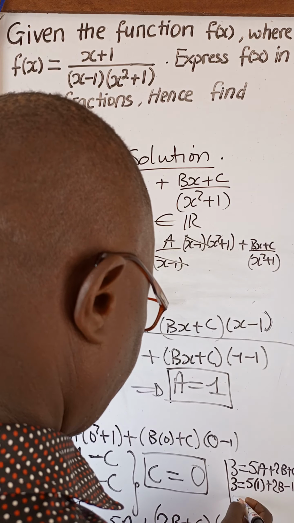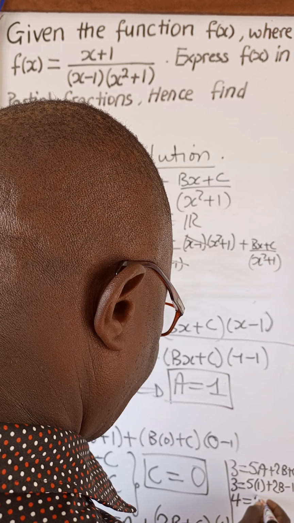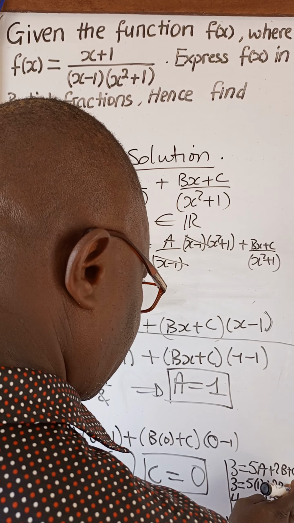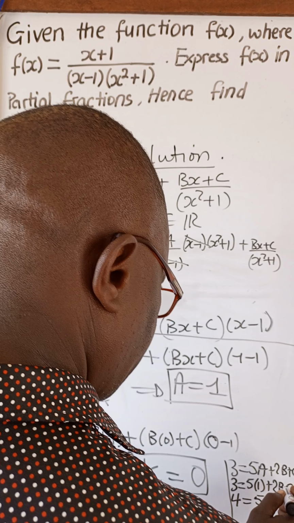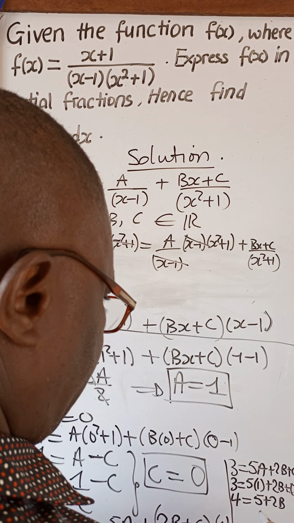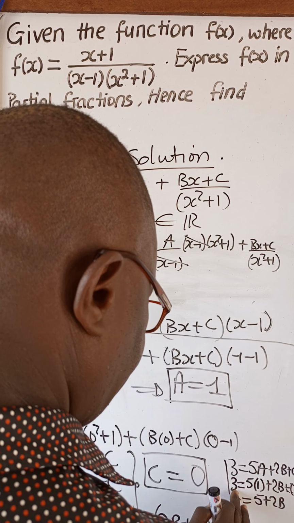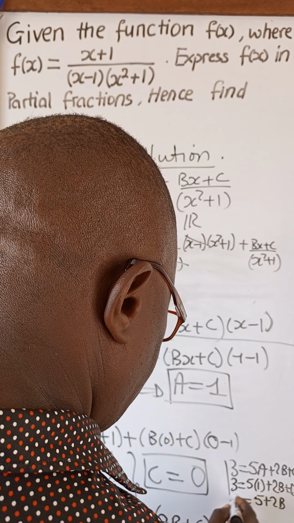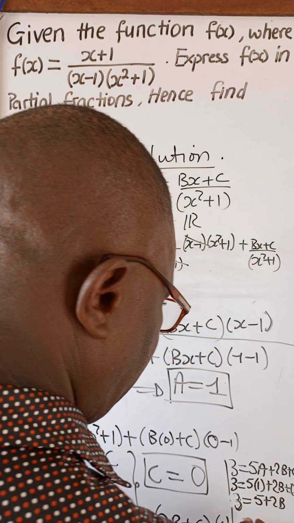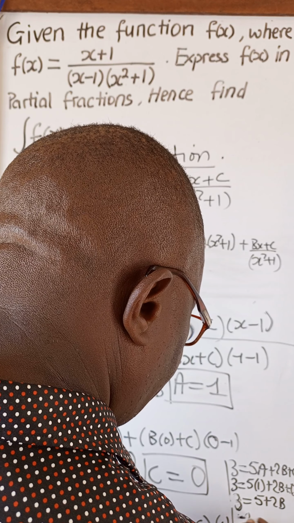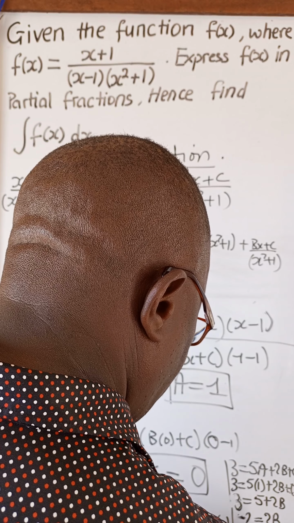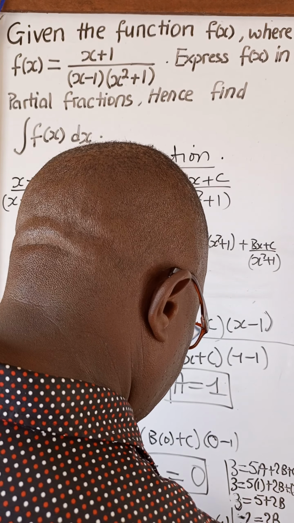Alright, we know a is 1, and we know c is negative 1. No, c was 0, sorry, c is 0, and so we have 3 is equal to 5 plus 2b. If we subtract 5 from both sides, we have negative 2 is equal to 2b. If we divide both sides by 2, finally we obtain b is equal to negative 1.